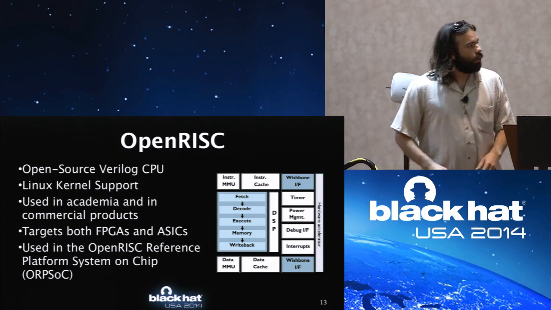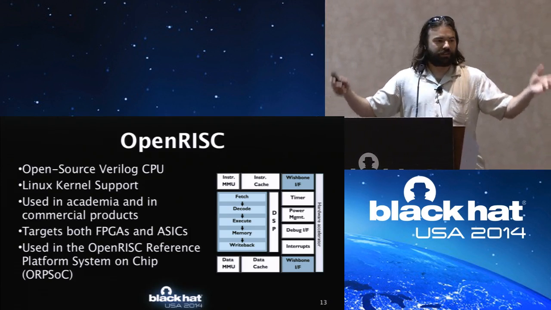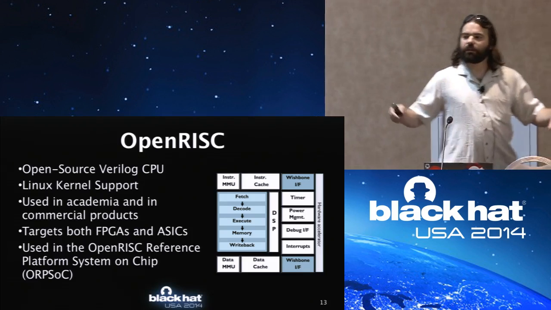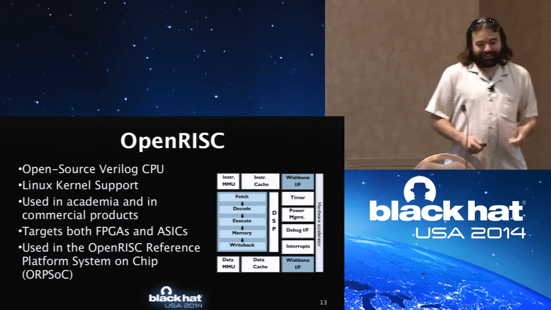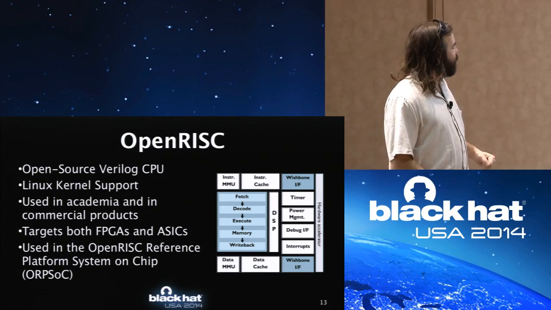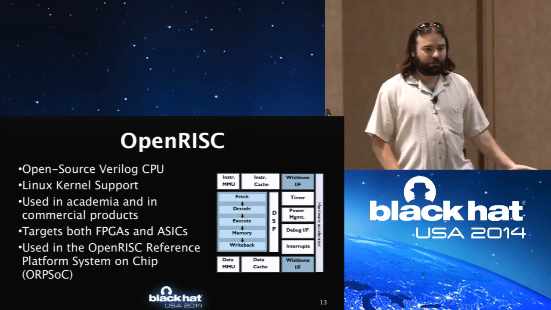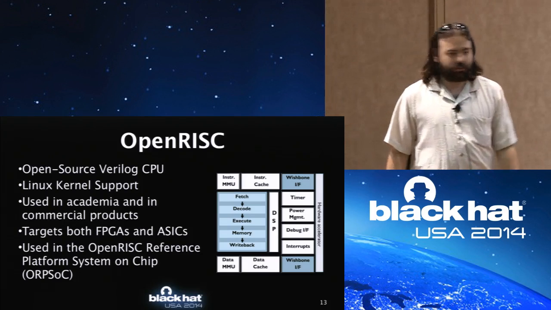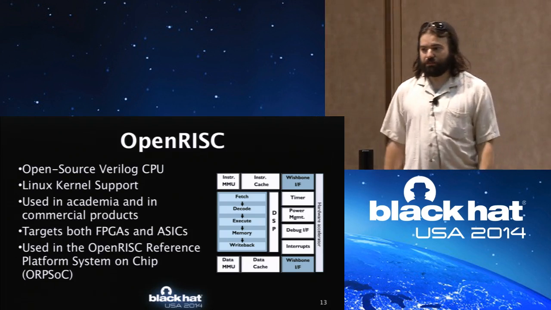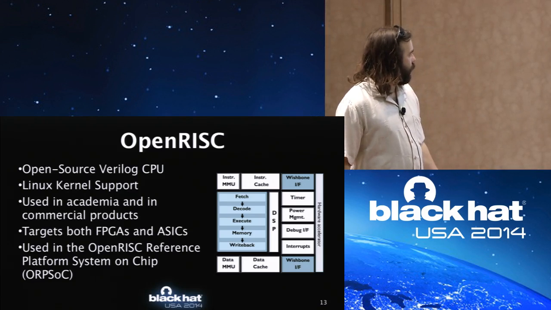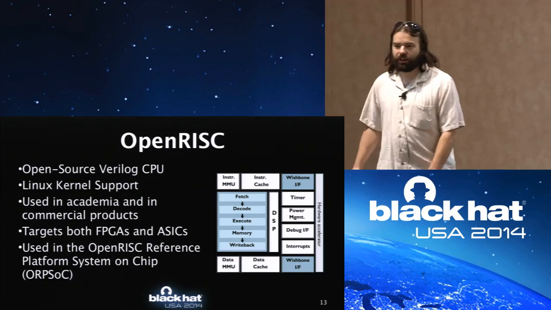So we'll start off with OpenRISC. This is an open source Verilog CPU. Are any of you familiar with OpenRISC or open source projects? Okay, some of you. Any of you work on them? Am I critiquing any of your work? Good. Just curious. You never know who's going to be in the audience. So OpenRISC is great. It has pretty good Linux kernel support. It's used a lot in academia as an example instruction architecture. It's actually used in some commercial products. It works well on FPGAs and has been synthesized and shipped in commercial products even in the recent past. It's used in what's called the OpenRISC Reference Platform System on Chip, ORPSoC, which is what I looked at in particular.